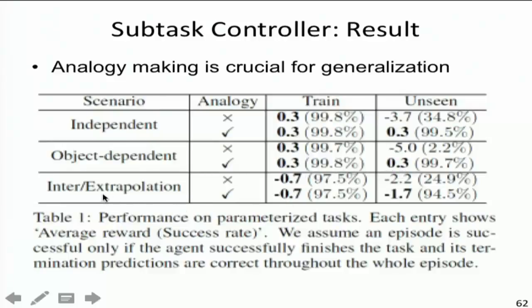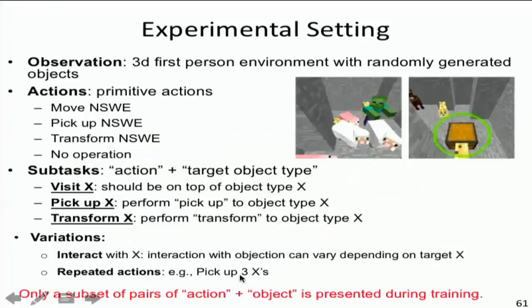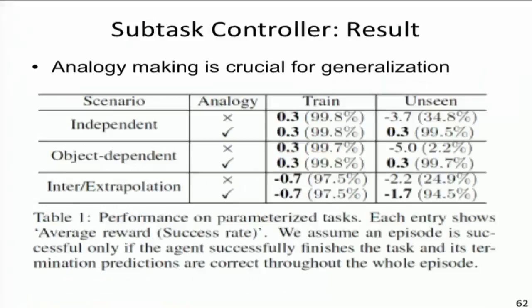Another scenario is when you repeat some actions. We provide a subset of these numbers, such as 1, 3, 5 as the number of repeated actions to take, and then in the extrapolation scenario, we test on 2, 4, 6, and some other numbers of repetitions. Again, using analogy making is useful in that scenario as well.